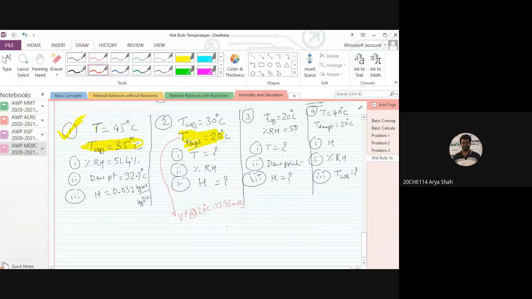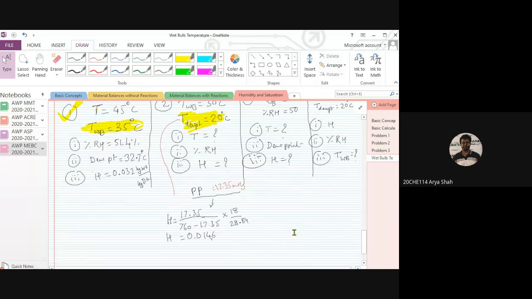So that means the partial pressure of water vapor in the air must be equal to the vapor pressure, 17.35, at 20 degrees centigrade. This must be the partial pressure of water vapor in the air because that corresponds to the dew point. From this we can get the humidity of the air. Humidity would be 17.35 divided by total pressure, let's say 760 everywhere, so 17.35 multiplied by 18 divided by 28.84. Somebody tell me this number. 0.0146. Okay.